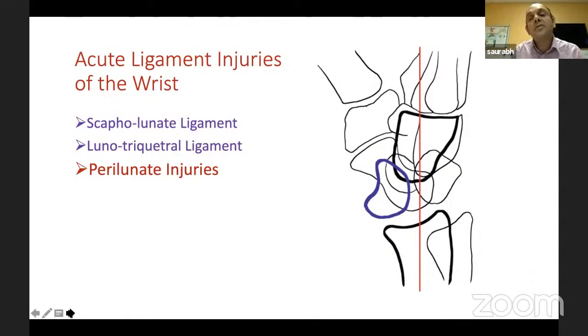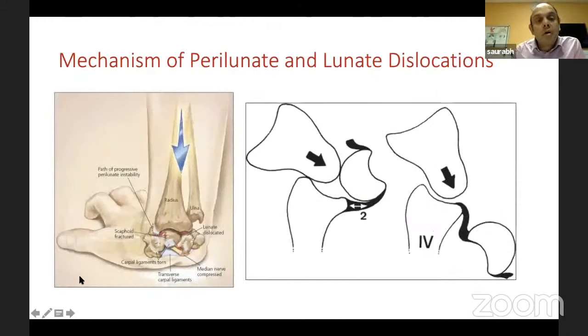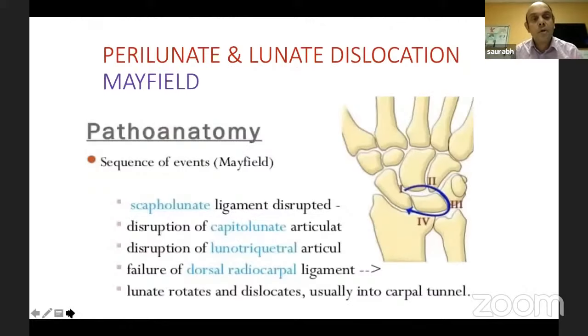So now let's go to the final part, which is your perilunate injuries. So the mechanism is the same, hyperextension. So either you get a scaphoid fracture or a scapholunate ligament tear. And then if you extend the spectrum, the patient will get perilunate injuries. And this is what happens. The carpus goes at the back, then it comes back, hits the lunate, and the lunate comes out in the front through the space of Poirier. So Mayfield recognized this pattern and he gave us this classification.